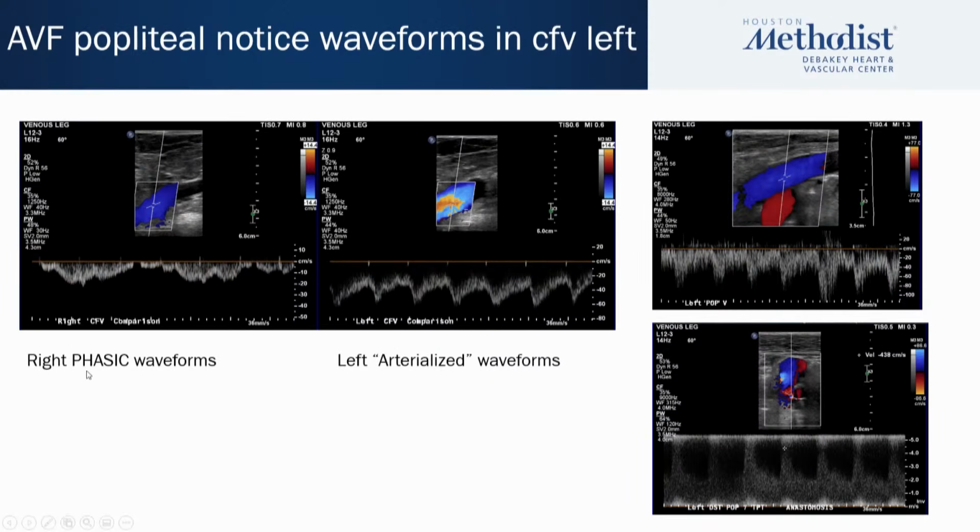Here's another example. There are phasic waveforms on the right side. On the left side, velocities are increased. This is shifted from the baseline. And as we go down the femoral vein, you see that there's some arterialized flow. And as we get down to the popliteal vein, we're able to identify the segment on the artery where the arteriovenous fistula to the popliteal vein has occurred. And this is quite an interesting finding. This is a patient with some lower extremity swelling on the left.